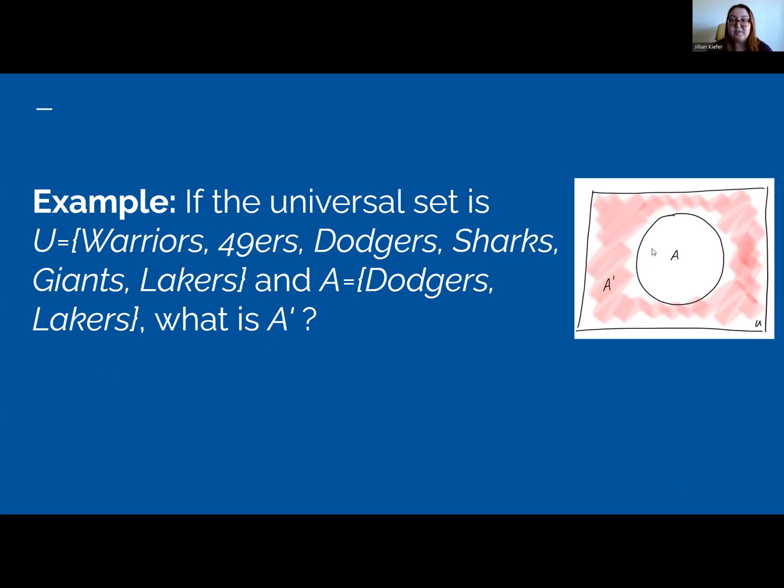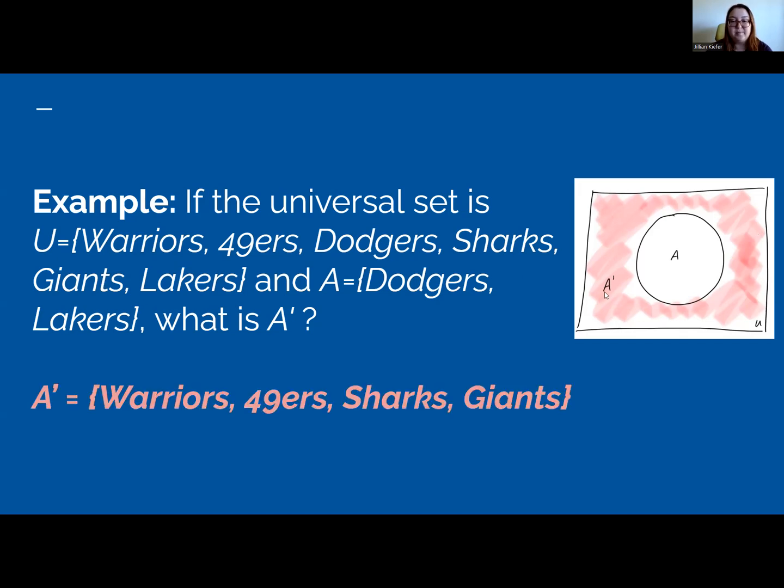So in A, we have the Dodgers and the Lakers. And everywhere else, we would have the Warriors, 49ers, Sharks, and Giants. That's what would be in A complement, because that is what is contained within the universal set, but not contained within the set A. That is a complement. So that's an example of how we can identify the complement.